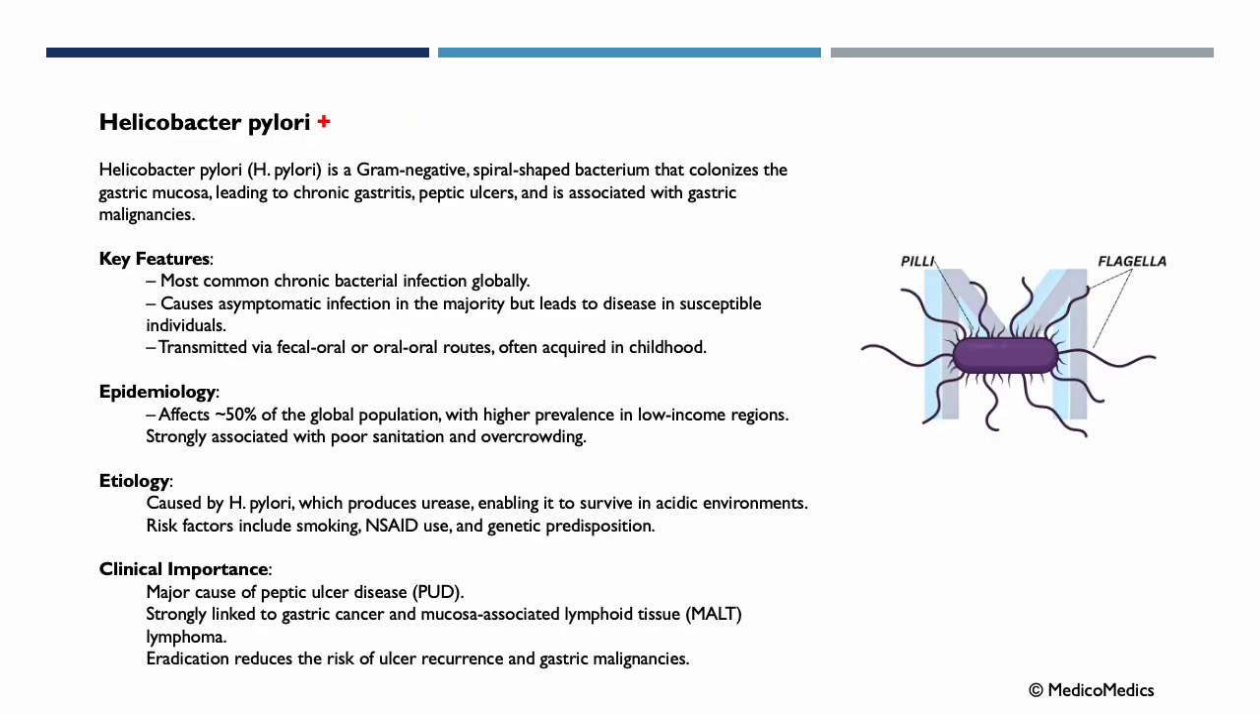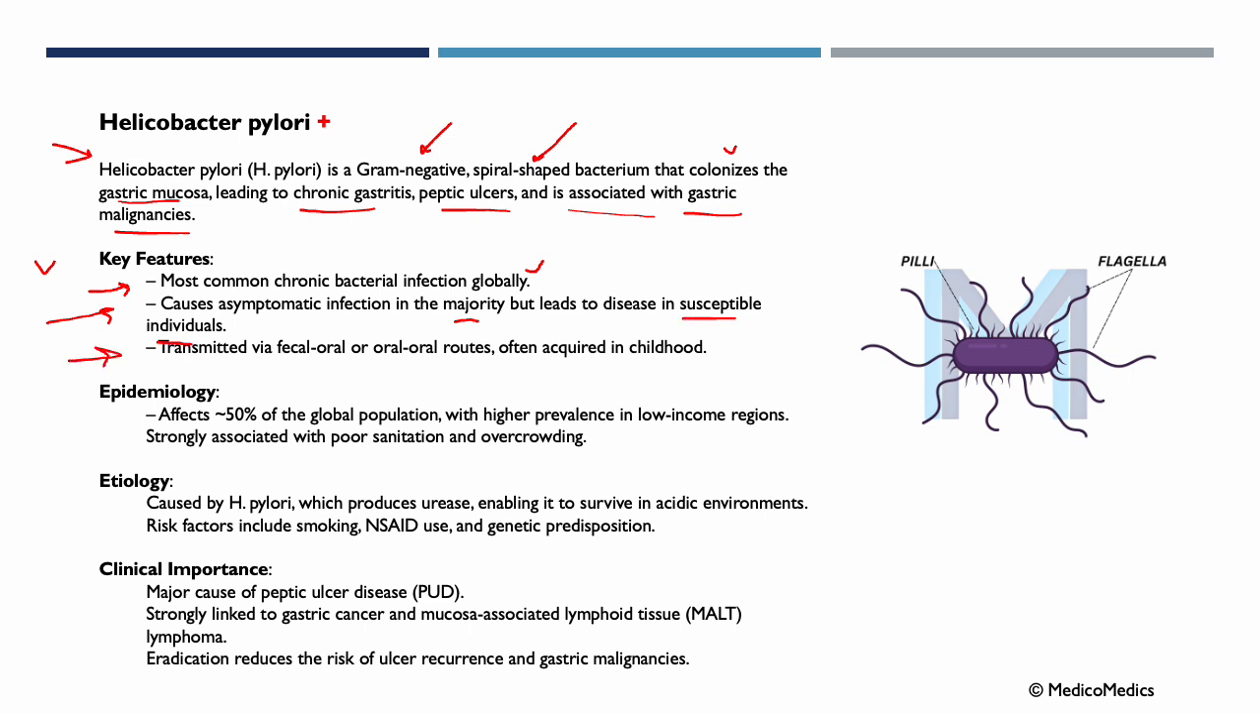Now, before we dive into the details and the pathophysiology of H. pylori, let us begin with a general introduction. So, H. pylori is a gram-negative, spiral-shaped bacterium that colonizes the gastric mucosa, leading to potentially chronic gastritis, peptic ulcers, and is associated with gastric malignancies. Key features include that it is the most common chronic bacterial infection globally, causes asymptomatic infection in the majority, but leads to disease in susceptible individuals.